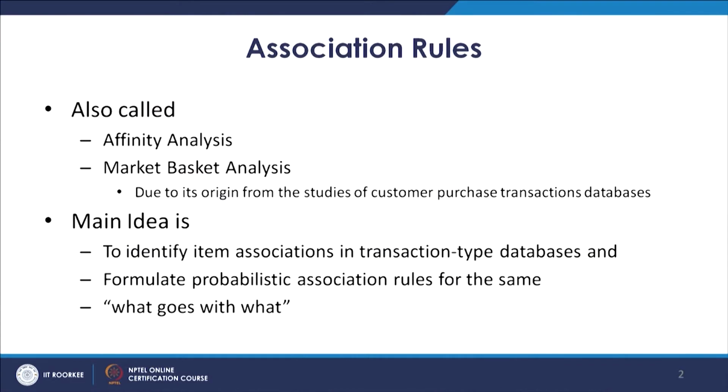So, in the previous few lectures we have been discussing association rules. Let us do a small review of what we have discussed so far. We started with our discussion on association rules, what it is about, and the different names for this, like affinity analysis and market basket analysis. We also talked about the main idea, which is to identify item associations in transaction type databases and formulate probabilistic association rules for the same. So, what goes with what?